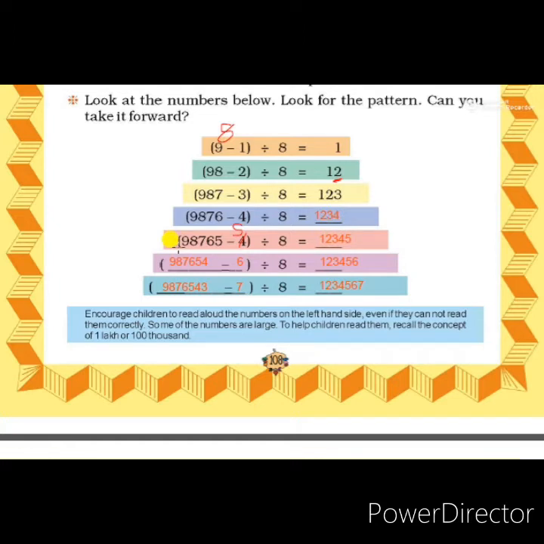Now we will move to the fifth step. In the fifth step, one more number is added there. 98765 minus 5. The number also increased. The next number came there. After 4, the 5 is there. Minus 5 divided by 8. So what will be the answer? In the answer also, the next number will come there. After 4, what is the number? 5. So the answer will be 1, 2, 3, 4, 5 or 12,345.